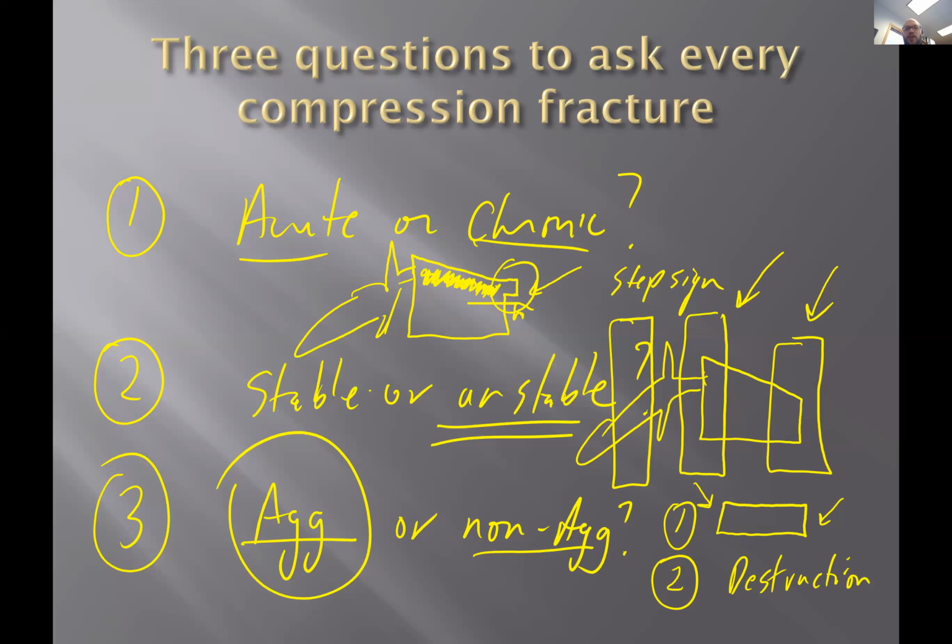You got it. So let me say that again. It's very important. If you have a step sign and an impaction, a zone of condensation, a white area right under the end plate, then you know that it's acute. I mean, you got a smoking gun on the X-ray. But if you don't see it, you just don't know.